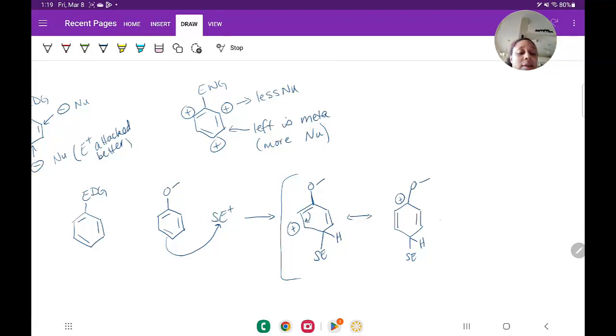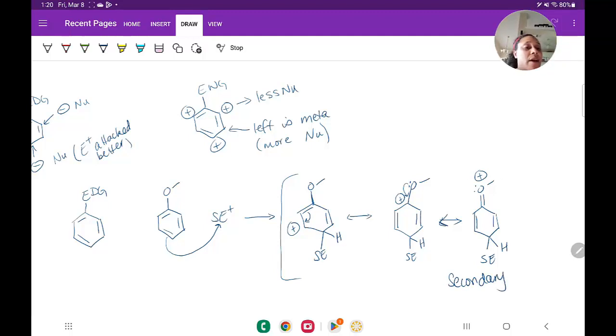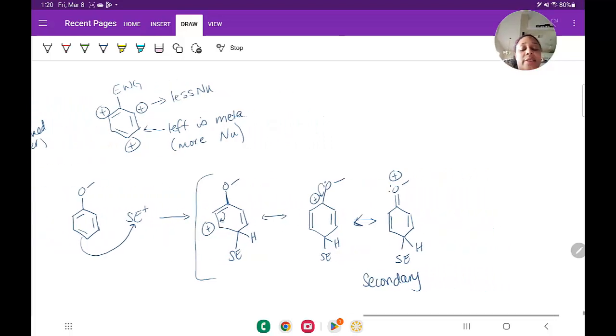Can I get that? Let's draw another resonance structure. Notice that the electron donating group by resonance is contributing to the resonance structures and helping to stabilize. So we end up having a secondary resonance. And the secondary is based on not the resonance in the ring, but the fact that we have an additional resonance structure that's associated with the substituent on the side.